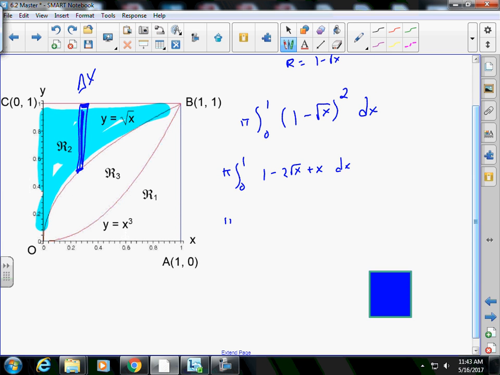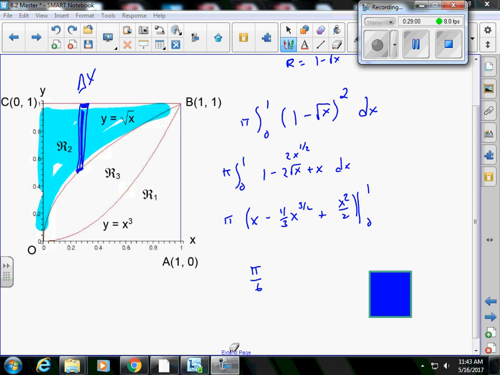Now I'm going to integrate that. I get x minus, remember, this is the same thing as 2 times x to the 1/2. So I'm going to add 1 to that, x to the 3/2. And I need 4/3 because when I evaluate this, I still want that to be a 2 out front as my coefficient. Plus x squared over 2. And I'm going to go from 0 to 1. I will then substitute 1 in, substitute the 0 in, and then I should get pi over 6.